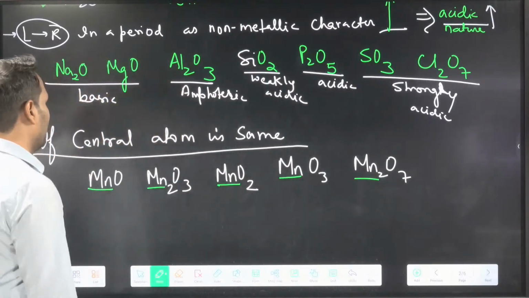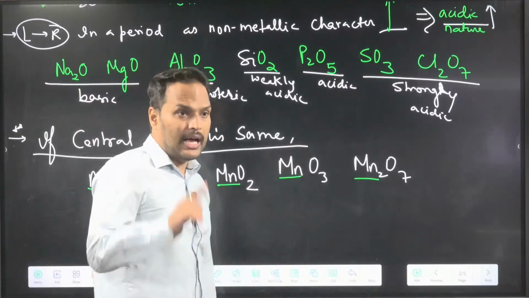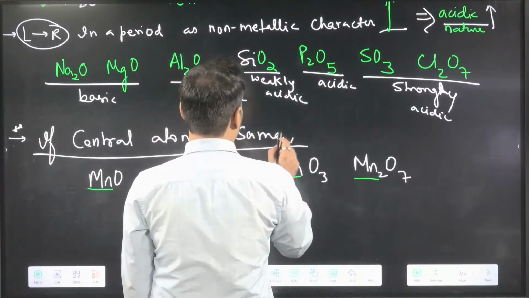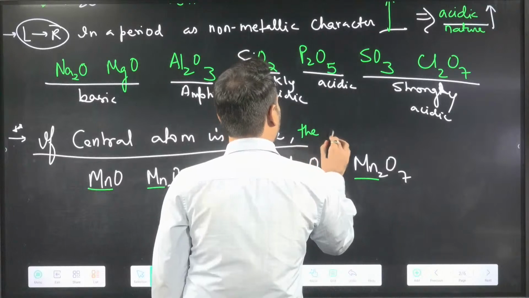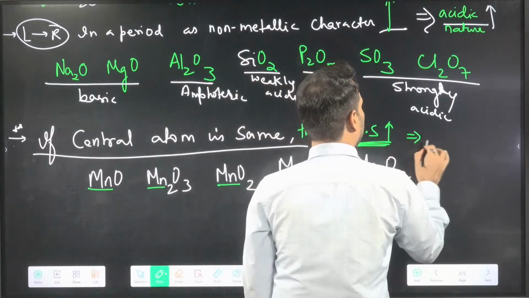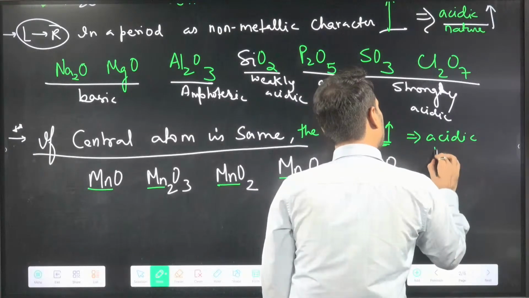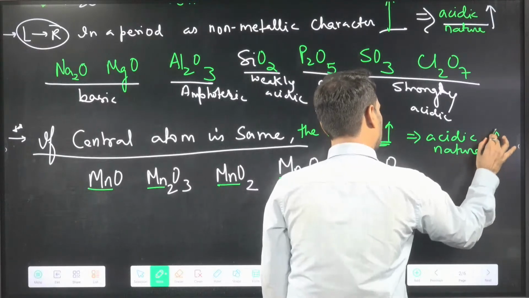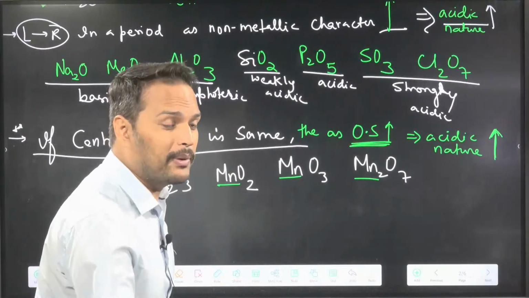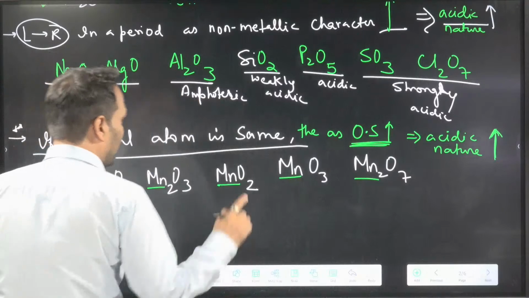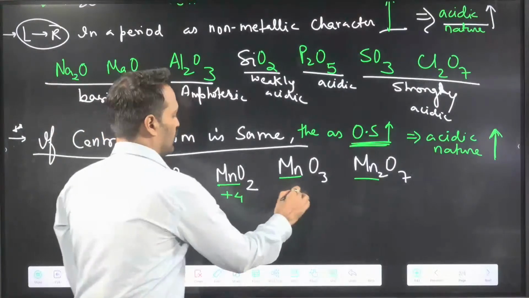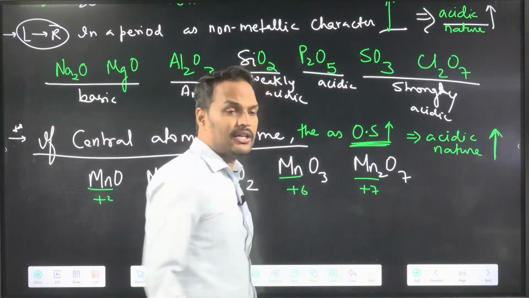So we say like this, apply this concept only when the element is same. If central atom is same, then as oxidation state increases, acidic nature increases. This we have to apply only when the element is same. So here we are having +2, +3, +4, +6, +7. Can you see that point?